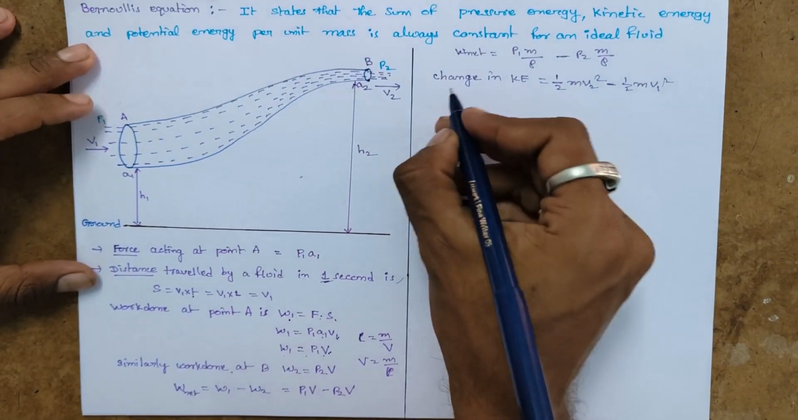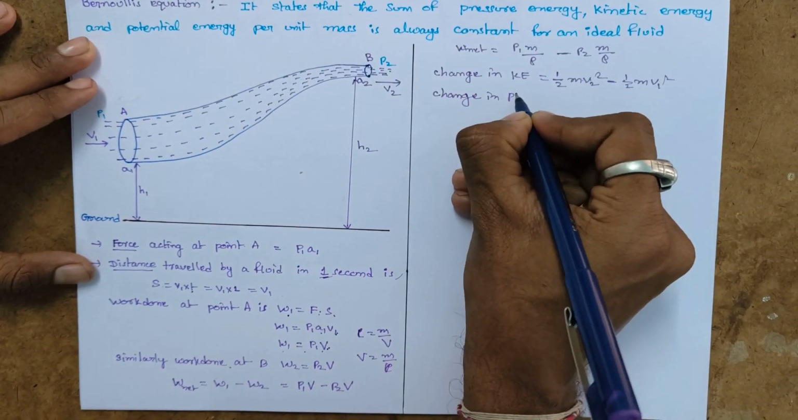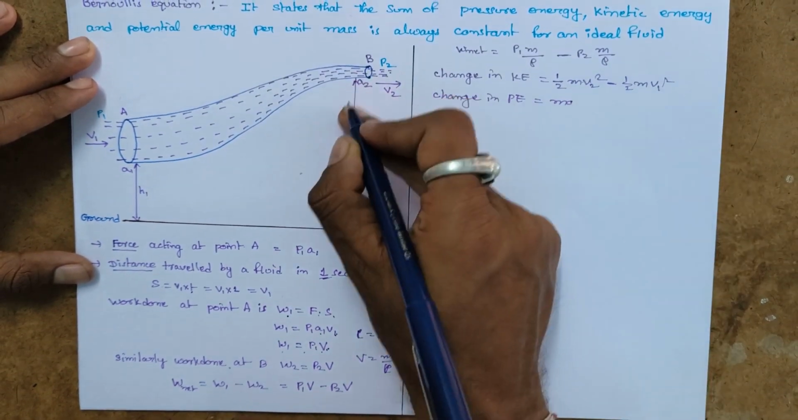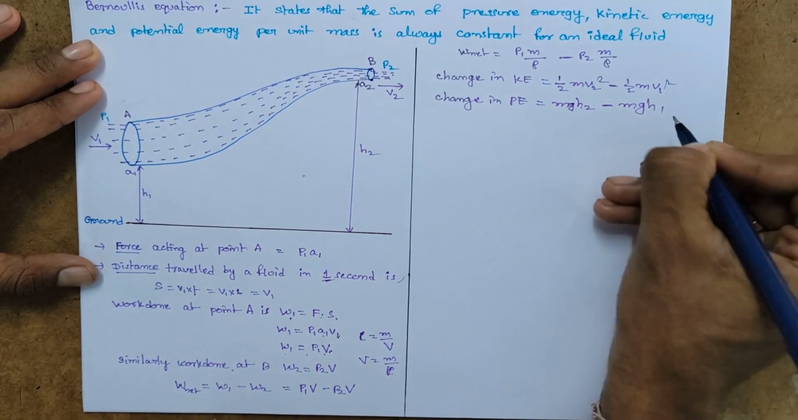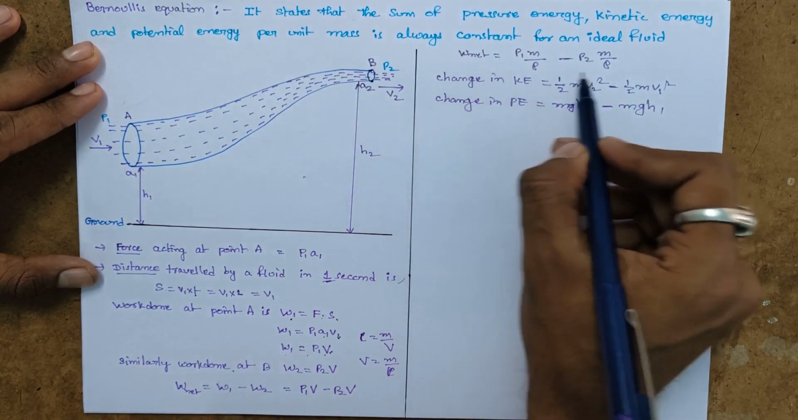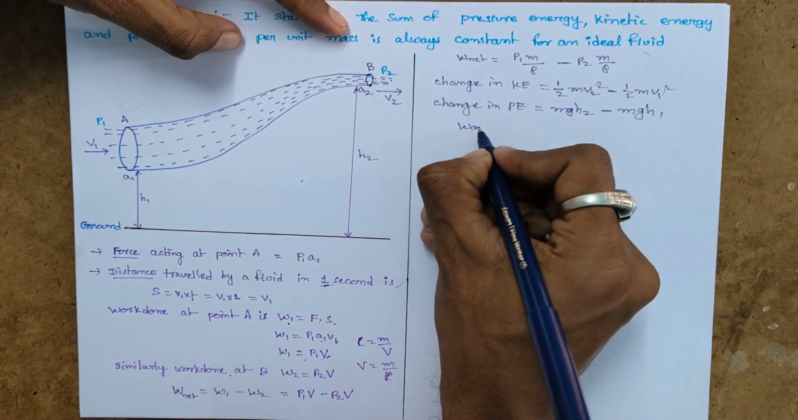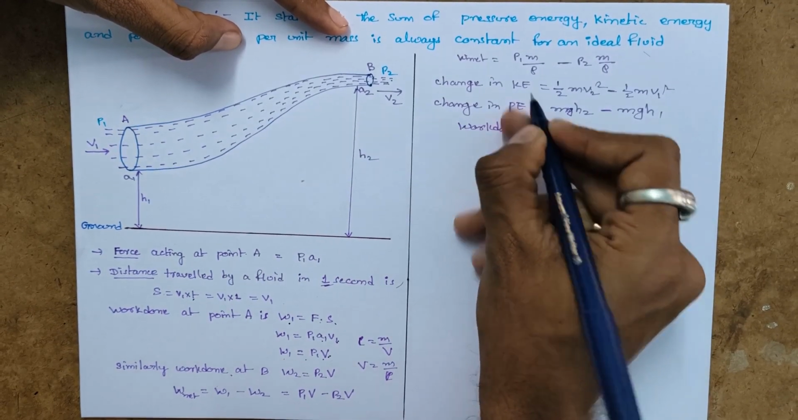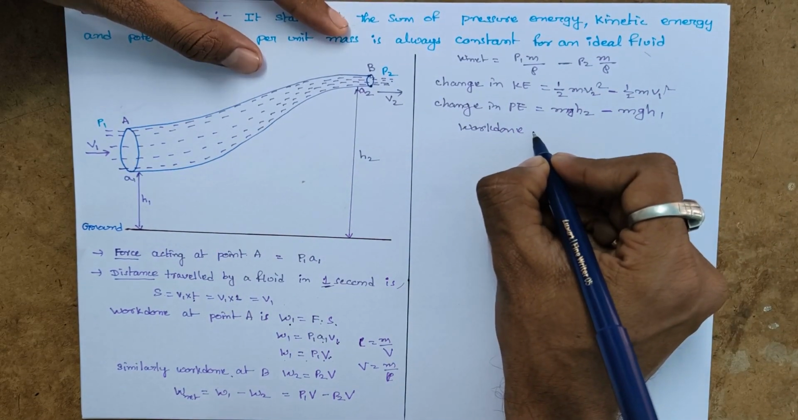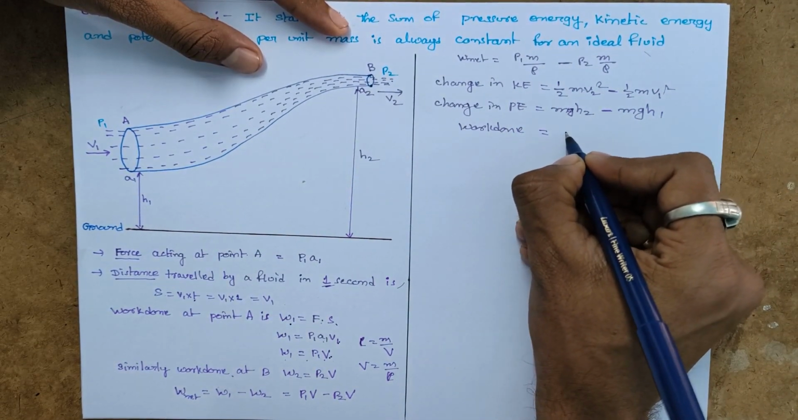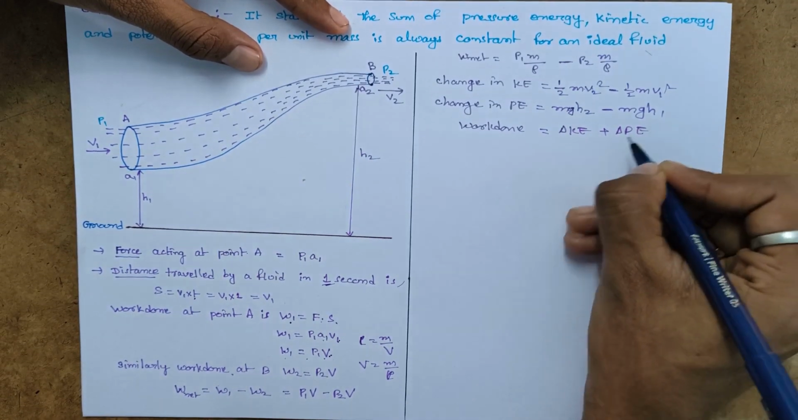Similarly, change in potential energy. Change in potential energy is equal to the maximum height term minus the minimum, so mgh2 minus mgh1. Already we know the work done and we know the changes in energies. So according to the work energy theorem, work done by the pressure is equal to change in kinetic energy plus change in potential energy. That is, work done by pressure is equal to delta KE plus delta PE.